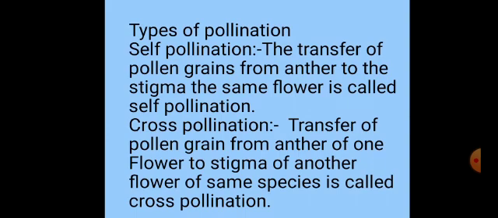Cross pollination occurs in bisexual flowers as well as in unisexual flowers. The transfer of pollen grains from the anther of one flower to the stigma of another flower of the same species is called cross pollination. So, same species, but a different flower. How many types of pollination are there? There are two types: self pollination and cross pollination.